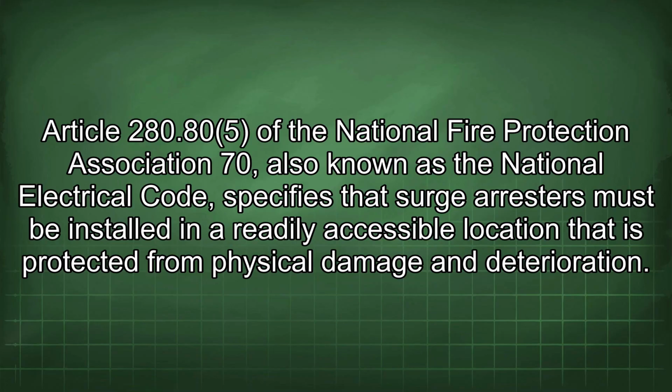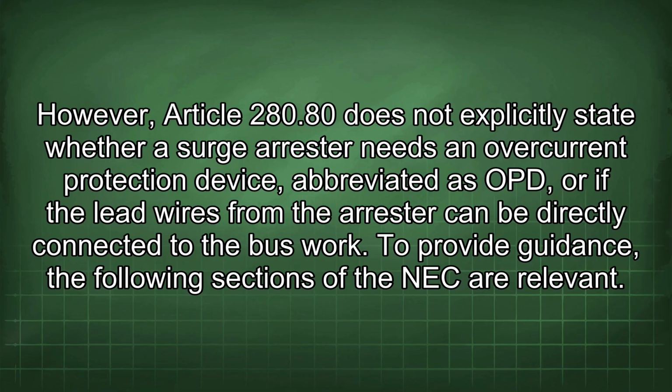Article 280.85 of the National Fire Protection Association 70, also known as the National Electrical Code, specifies that surge arresters must be installed in a readily accessible location that is protected from physical damage and deterioration. However, Article 280.80 does not explicitly state whether a surge arrestor needs an overcurrent protection device, abbreviated as OPD, or if the lead wires from the arrestor can be directly connected to the buswork.